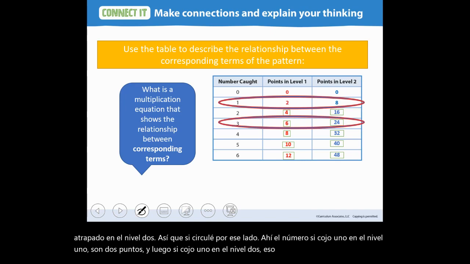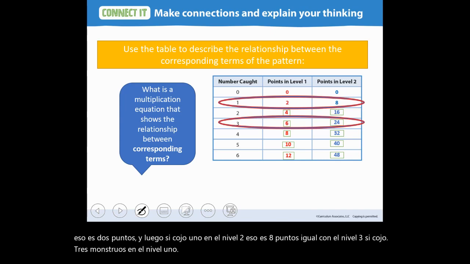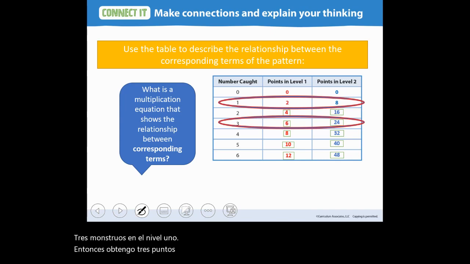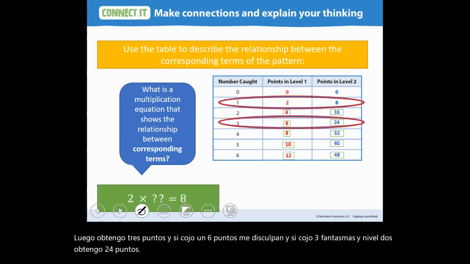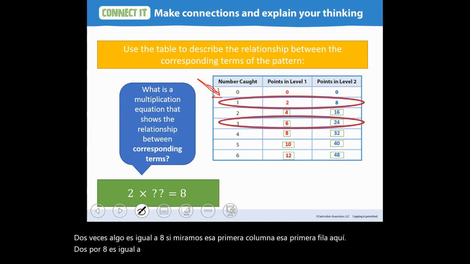Same with level 3. If I catch 3 monsters in level 1, then I get 6 points, and if I catch 3 ghosts in level 2, I get 24 points. So 2 times something equals 8. If we look at that first row, 2 times something equals 8. 6 times something equals 24 as well.